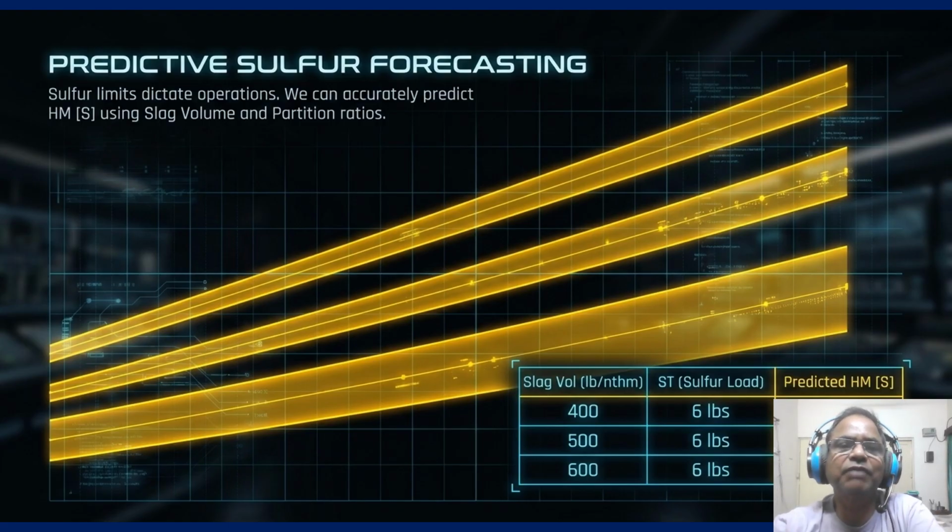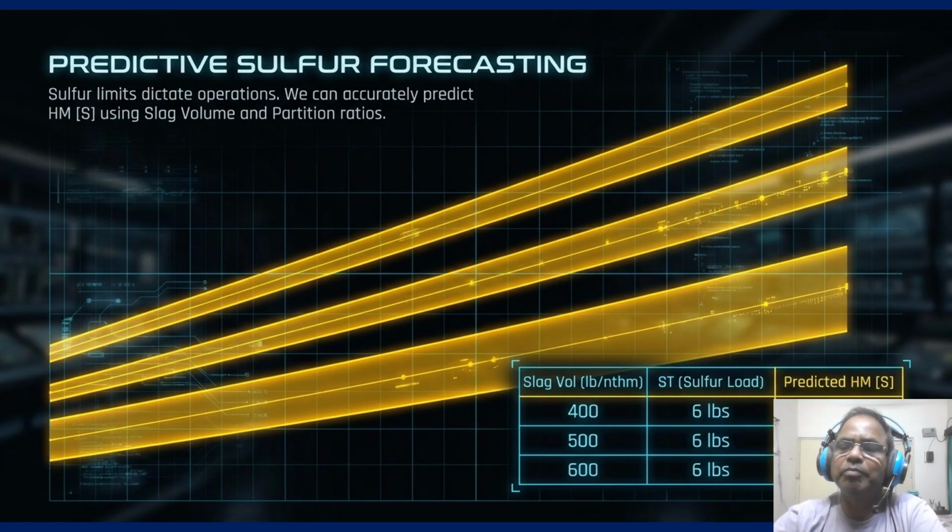Coming to predictive sulfur forecasting, forecast sulfur before the cast. A 600 pound slag volume drops sulfur from 0.05 to 0.03%. Predict, adjust PCI or flux and save the campaign.